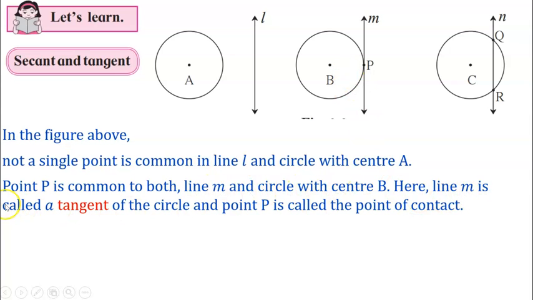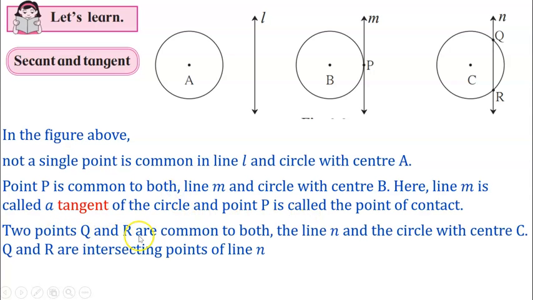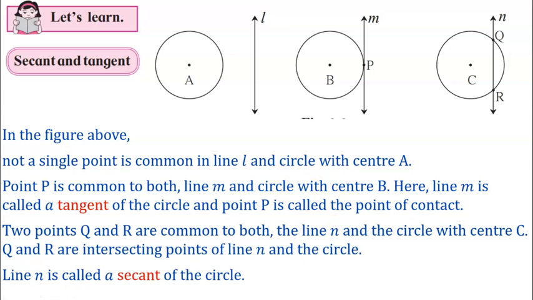Here the line M is called the tangent of the circle, and the point P is called the point of contact. 2 points Q and R are common to both the line N and the circle with center C. Q and R are the intersecting points of line N and the circle. Line N is called the secant of the circle. Here the line N is called the secant. Here the line M is called the tangent.